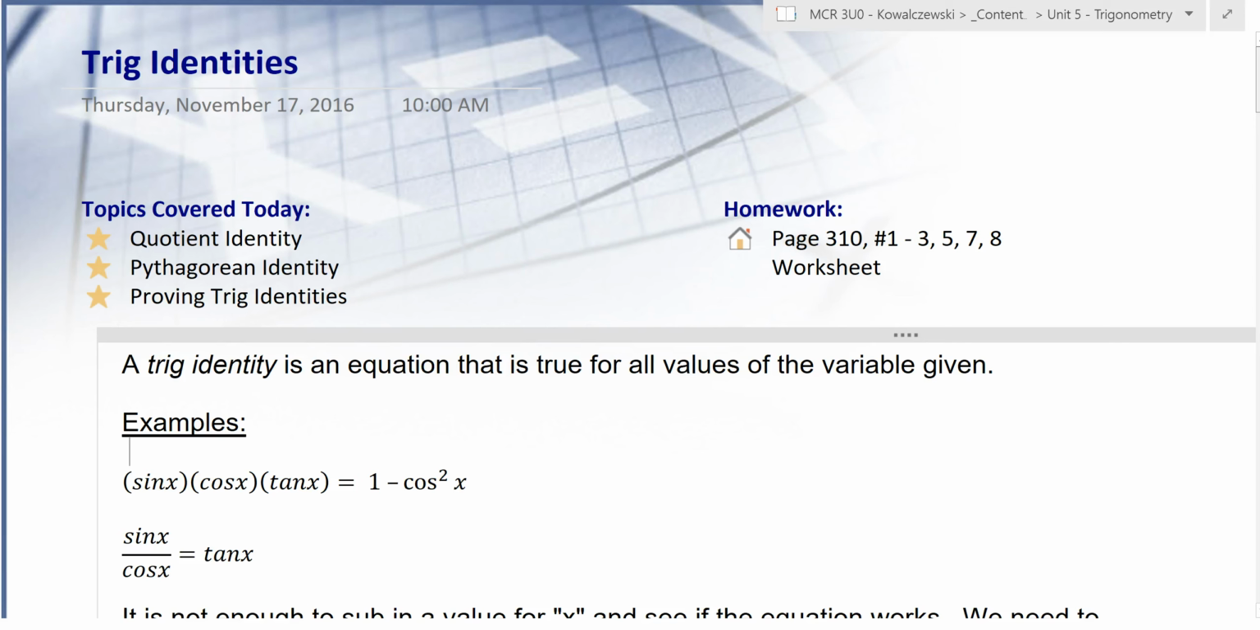All right, this lesson is Trig Identities. This is my personal favorite lesson of the whole course, so I've been looking forward to it all year. I hope you enjoy it a little bit. Now, what is a trig identity?